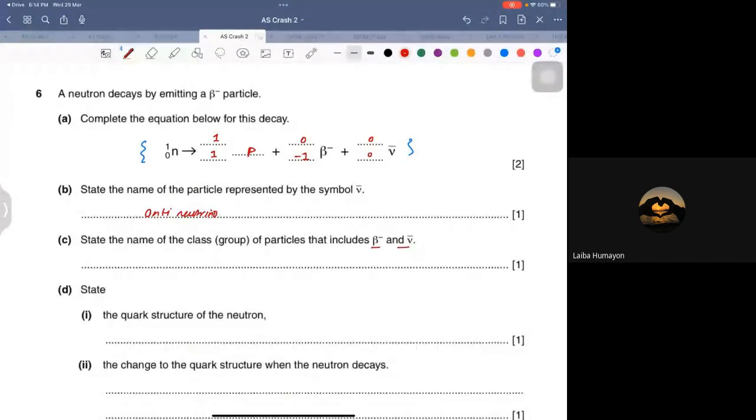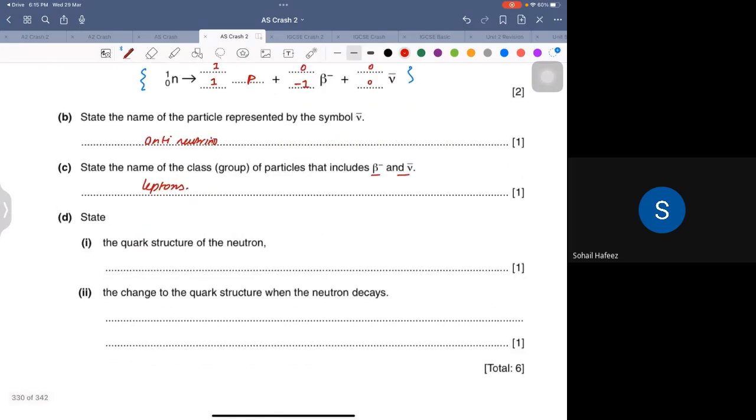No. That's incorrect. Leptons. Leptons. Very good. Then state the quark structure of a neutron. Who's going to tell me that? UDD. Very good. The change to the quark structure when a neutron decays. What happens to the neutron? When a neutron decays, what happens to the quark structure then?